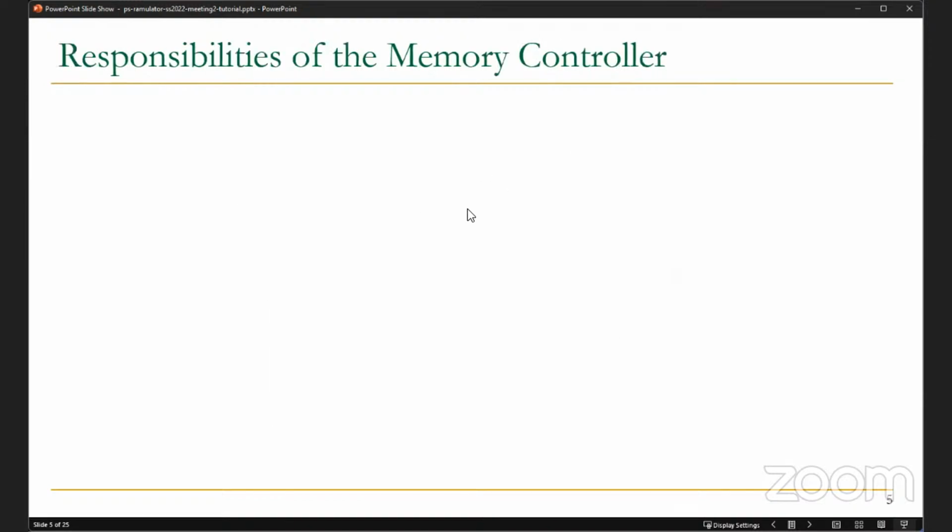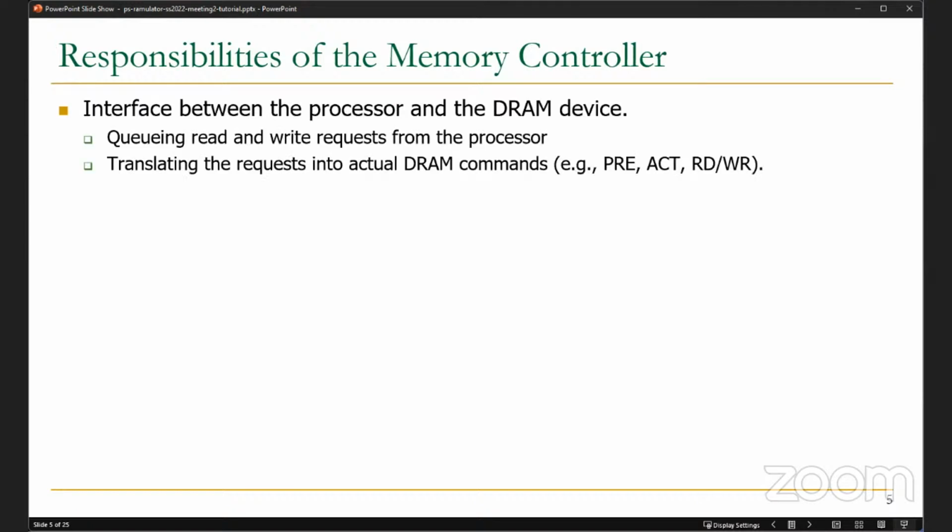Then let's talk about the responsibilities of the most important part, other than the DRAM state machine, in Ramulator, which is the memory controller. So the first role of the memory controller is an interface between the processor and the DRAM device. In Ramulator, the memory controller queues the read and write requests that come from the processor or the cache hierarchy, and it will translate these requests into actual DRAM commands.